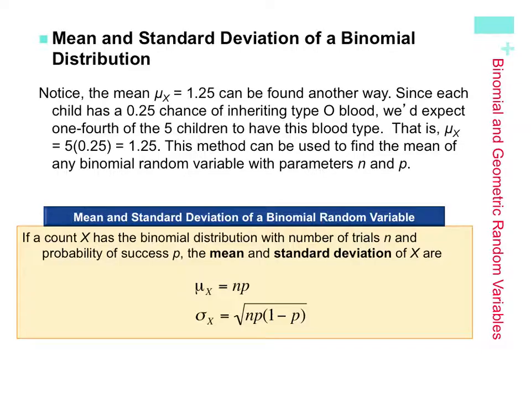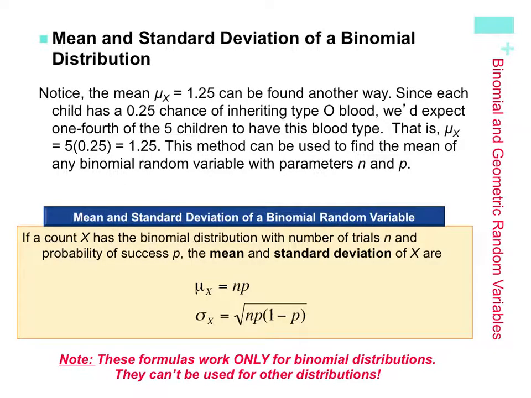And then it would show that your standard deviation is going to be the square root of the number of trials times the probability of success times 1 minus your probability, the probability of a fail. So it's the square root of that. Remember that these formulas work only for binomial distributions. They can't be used for any other kind of distributions.